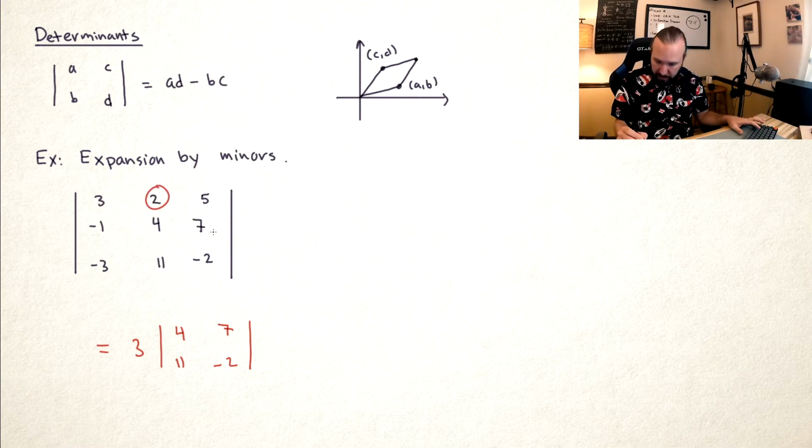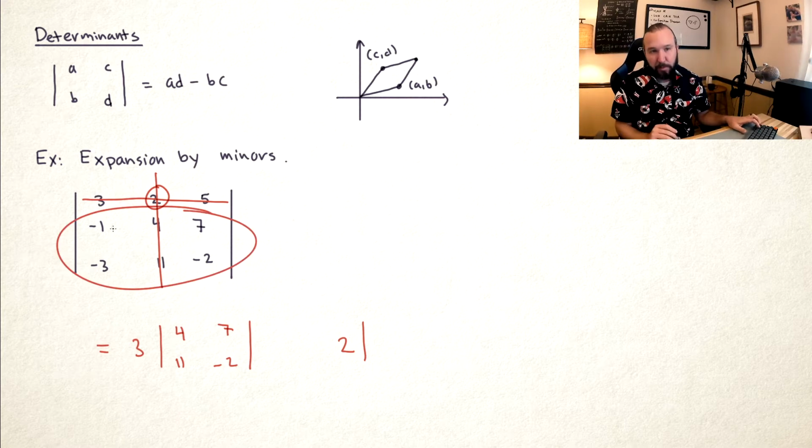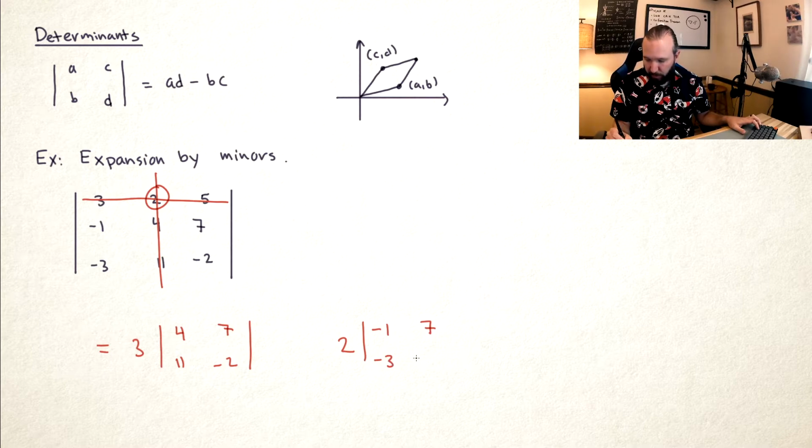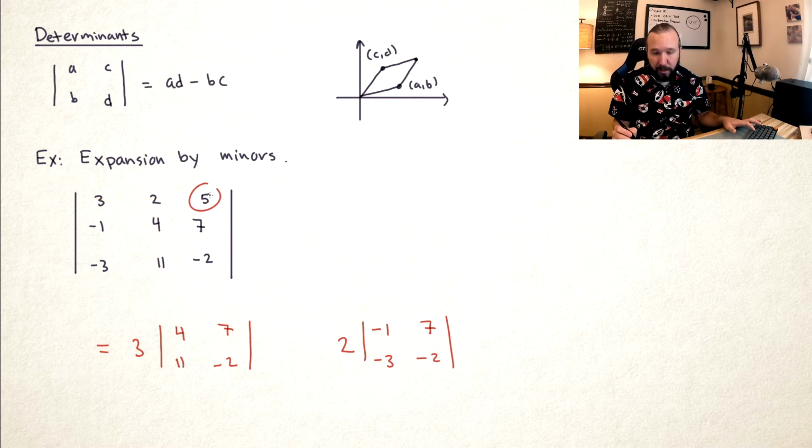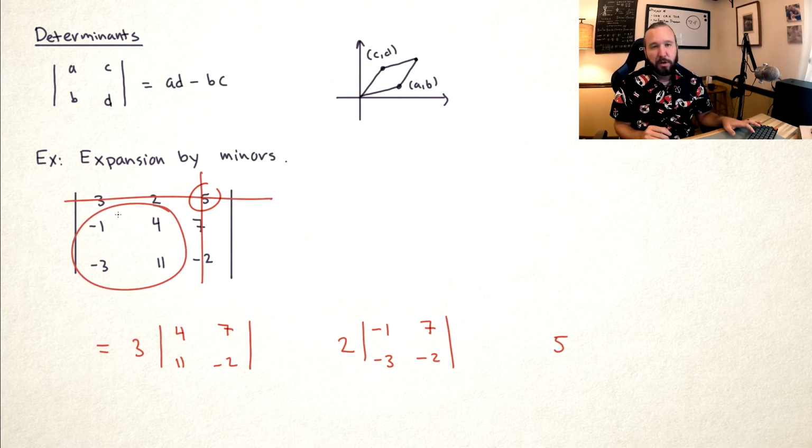So now I'm going to pick the next one and cover up the row and column that it lives in. So I'll put the 2 there, and then I just use the determinant of the piece that's left over that I can see. So negative 1, 7, negative 3, negative 2. Okay, and then there's one more, right? What about this 5 right here? So I'll put a 5. And then you cross out the row and column that it comes from, and you use the determinant of the piece that's left over. So negative 1, 4, negative 3, 11.